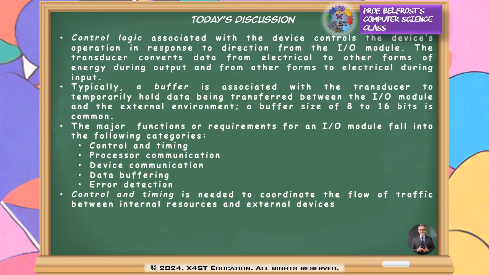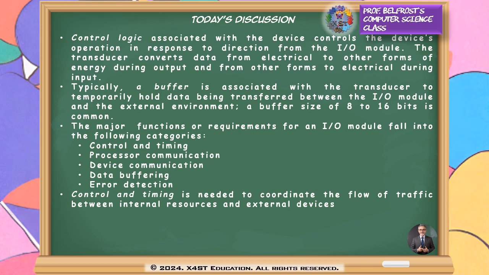A control logic associated with the device controls the device's operation in response to direction from the I/O module. The transducer converts data from electrical to other forms of energy during output, and from other forms to electrical during input. Typically, a buffer is associated with the transducer to temporarily hold data being transferred between the I/O module and the external environment. A buffer size of 8 to 16 bits is a common one.